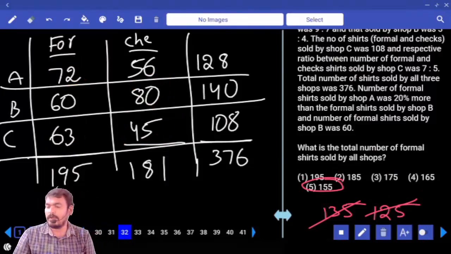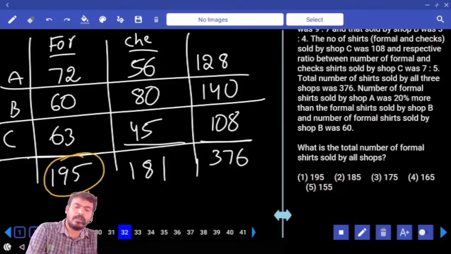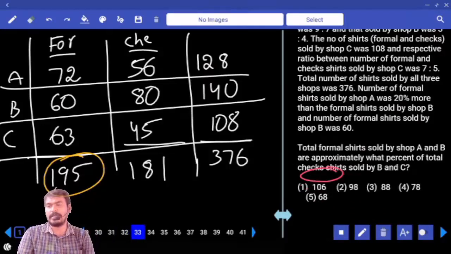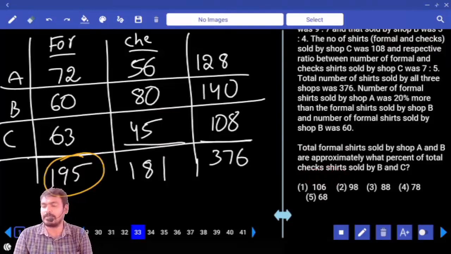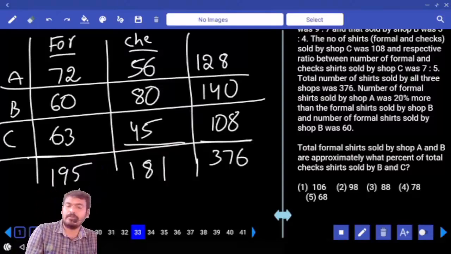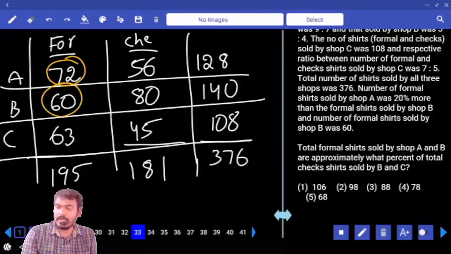What is the total number of formal shirts sold by all the shops? How much? 195. Next, question number 93. Total formal shirts sold by shop A and B are approximately what percent of total check shirts sold by B and C, or not? Total formal of A and B, or not? What is the A and B formal value? 132. What is the B and C checks value?